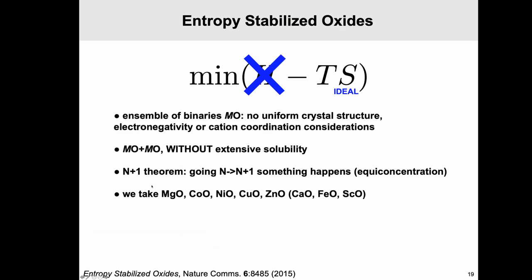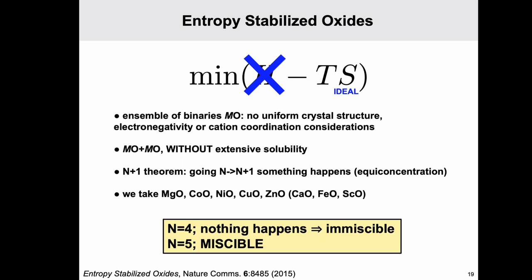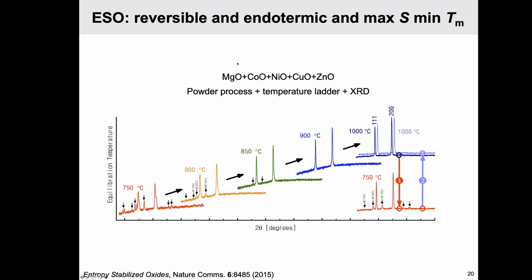So you have a phase transition which depends on the number of species. If you take any four combination of these, nothing happens, the system remains immiscible. And if you take five, they become miscible. What do I mean by miscibility? You take this mixture at low temperature, you make a powder, and then you take x-rays and calculate the 2 theta, as a function of temperature.